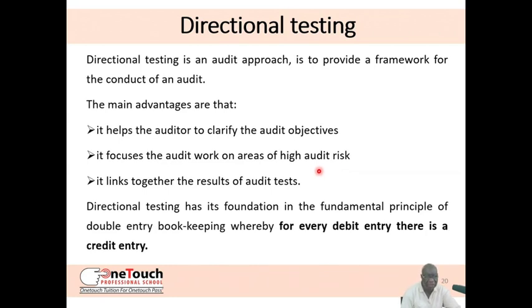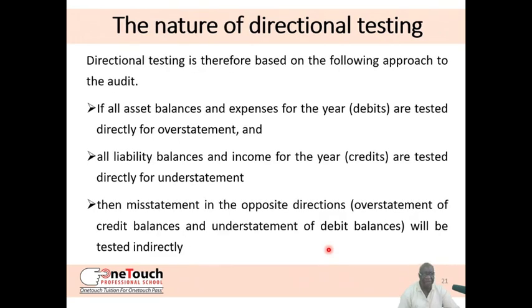It links together the results of audit tests. And then directional testing has its foundation in the fundamental principle of double entry bookkeeping, whereby for every debit entry, there is what? A credit entry. What they are saying is that in the olden days, we have debit and credit accounts. So if you see a debtors figure inflated, it means it has started from somewhere and come back to the debtor figure. So meaning that probably individual accounts have been inflated, which goes to the debtor figure.